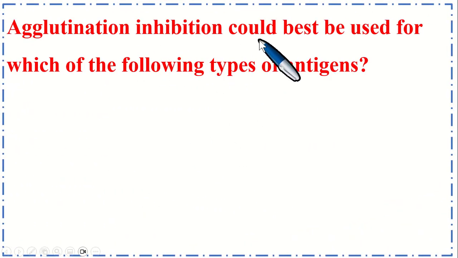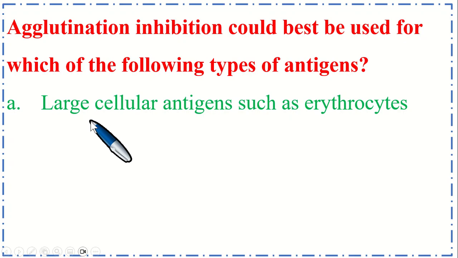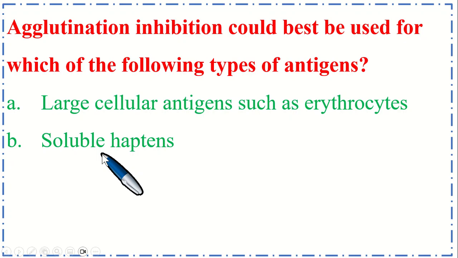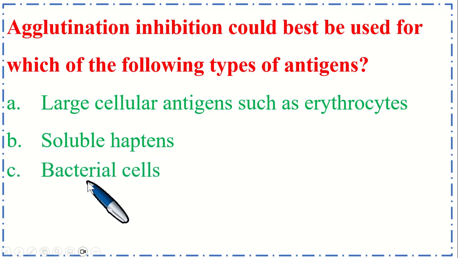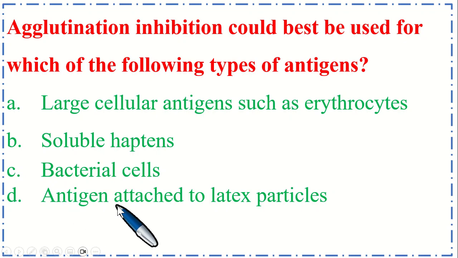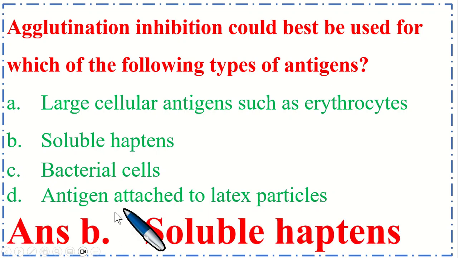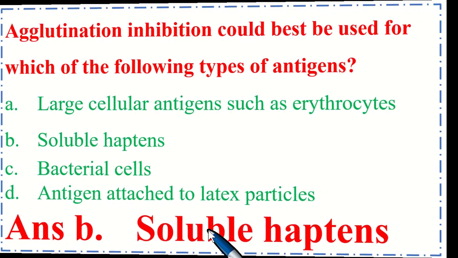Agglutination inhibition could best be used for which of the following types of antigens? Option A, large cellular antigens such as erythrocytes. B, soluble haptens. C, bacterial cells. And option D, antigen attached to latex particles. So the correct option is B, soluble haptens.